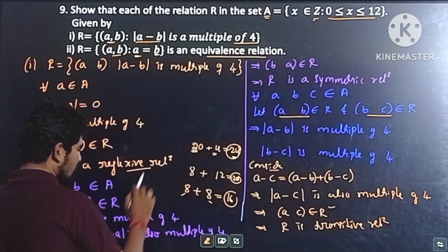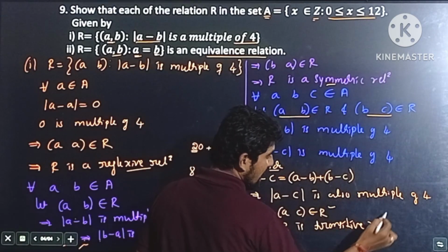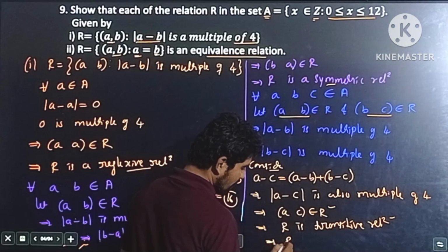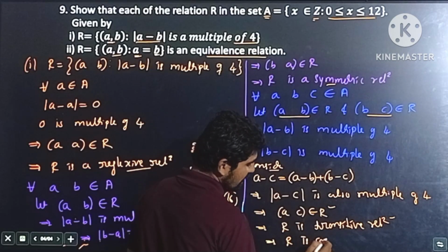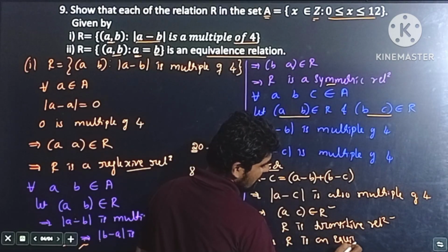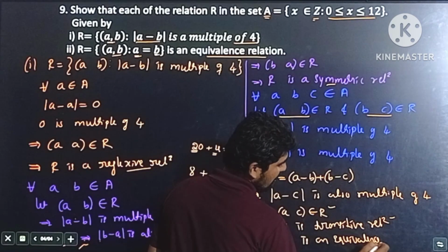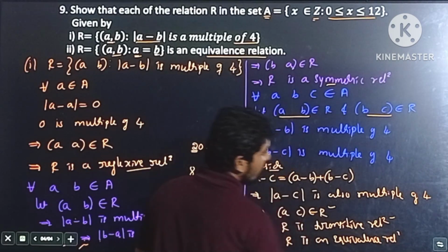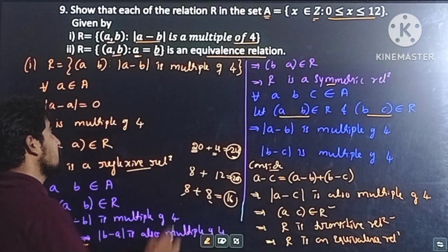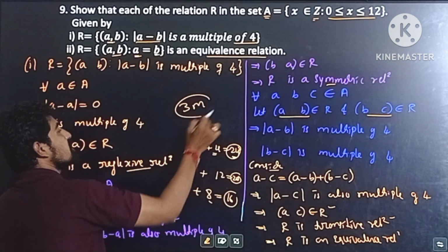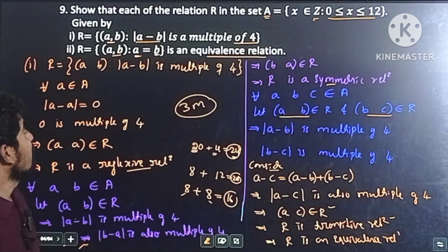Since R is reflexive, symmetric and transitive, which implies the given relation R is an equivalence relation. I hope all of you understood. This question is important for 3 marks, many times asked in your annual examination.